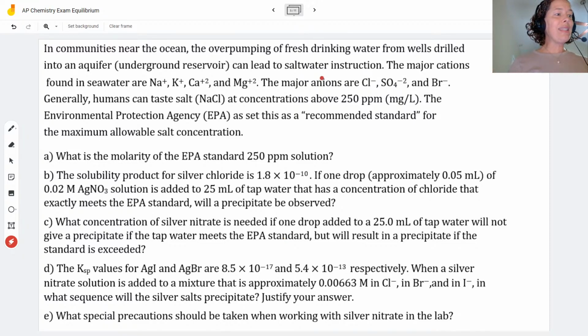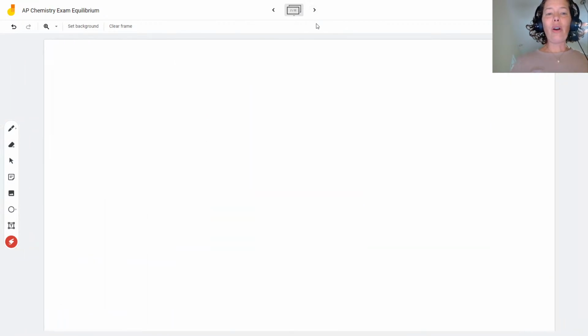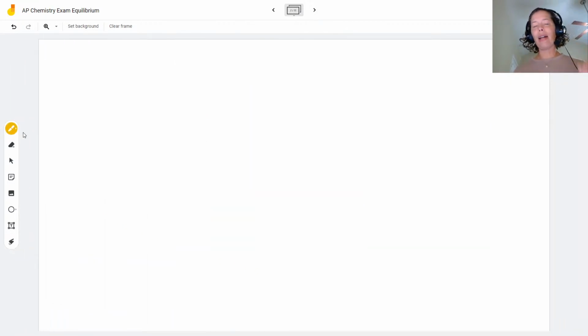Okay, so part C. Again, we want to know that tipping point. What is that concentration of silver nitrate? Or you can think of it as just the concentration of silver that you need so that you can do that 1 drop test and go, oh, I see a precipitate, you're over the limit, or nope, I see no precipitate, you're not over the limit.